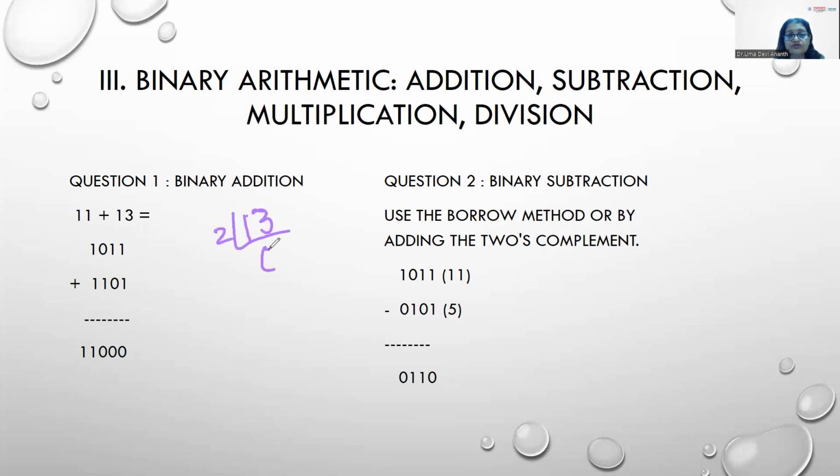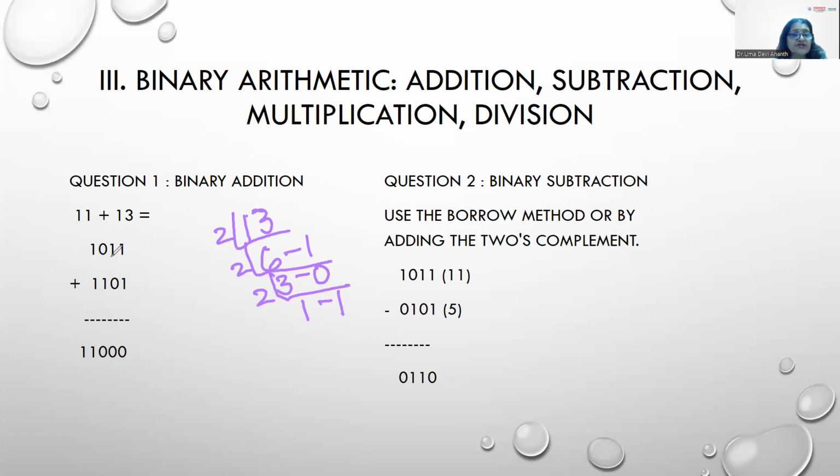If we divide by 2, 2 6s are 12 and the remainder is 1. 2 3s are 6, remainder is 0. 2 1s are 2, remainder is 1. So 1 1 0 1. So that is 1101 over here.